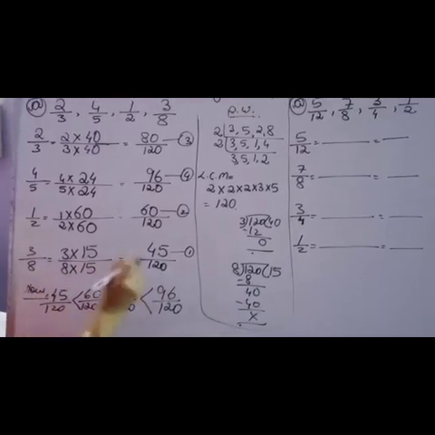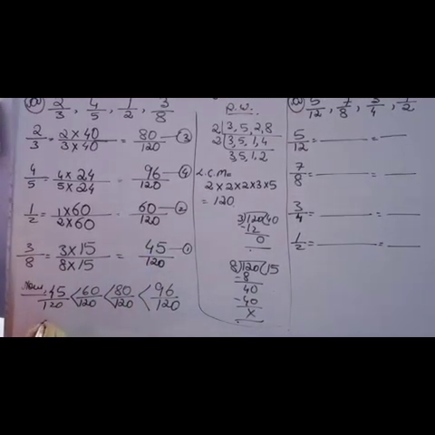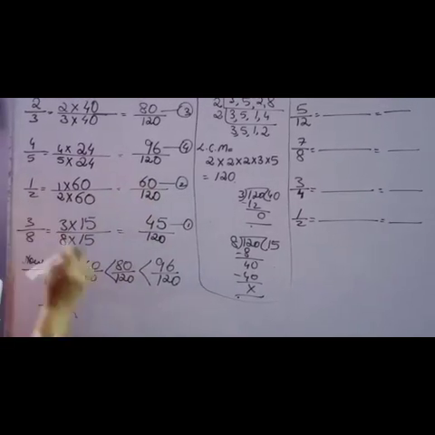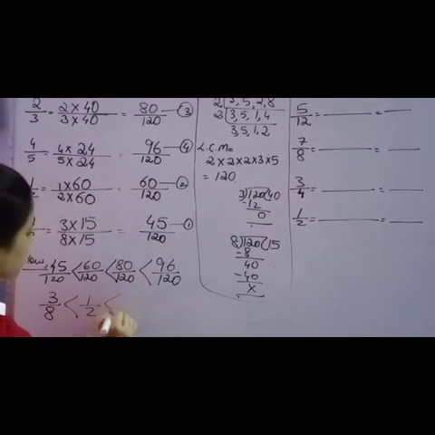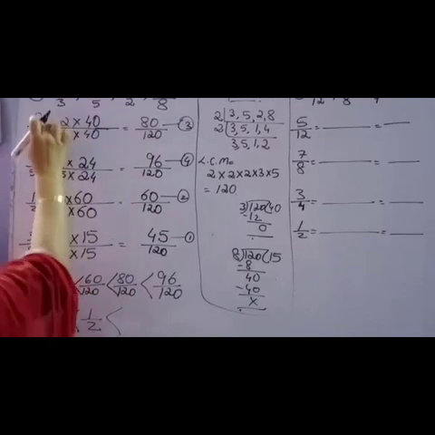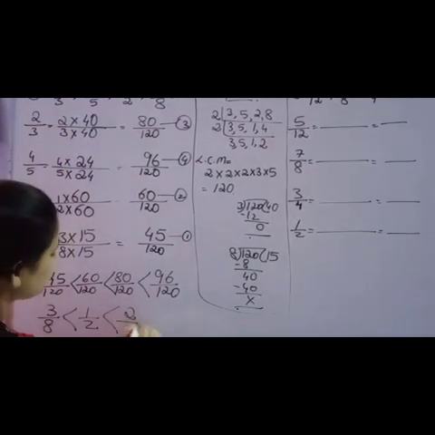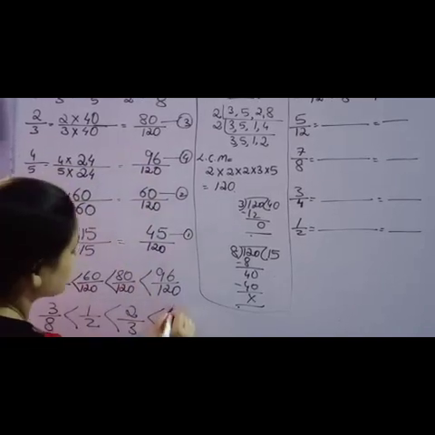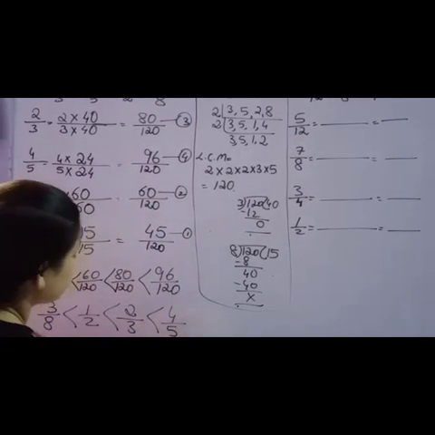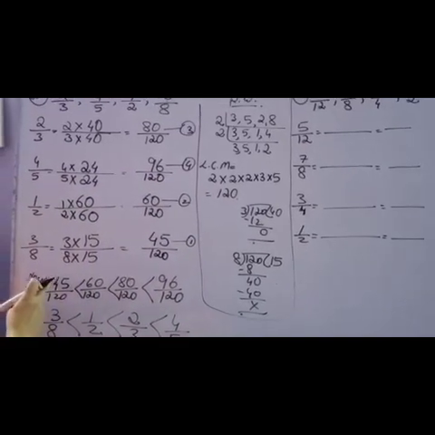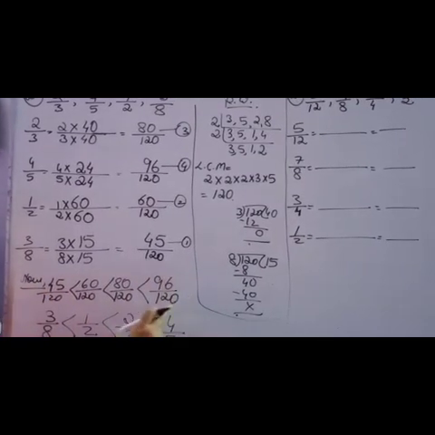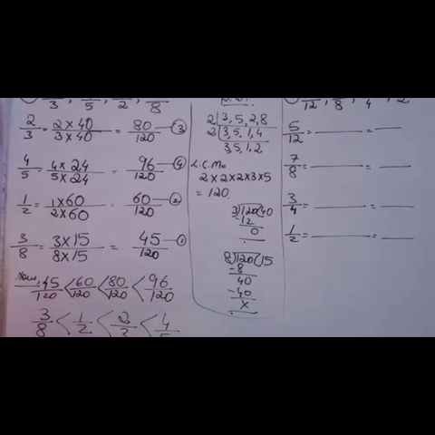So original fractions, 45 by 120 is what? It is 3 by 8. 60 by 120 means what? It is half. Again 80 by 120 means what? It is 2 by 3. And 96 by 120 is what? It is 4 by 5. So now we see from smallest to biggest number we have arranged. That means we have arranged these fractions into ascending order.